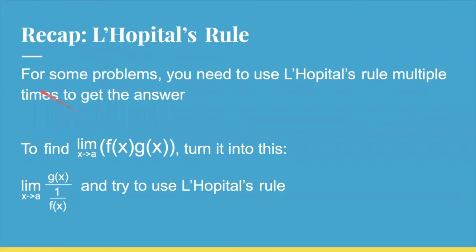All right, and for some problems, you need to use L'Hopital's rule multiple times to get the answer. And then to solve for the limit of an indeterminate form 0 times infinity, which is just a product of two functions, turn it into this. So f of x times g of x is the same thing as g of x over 1 over f of x. And then for this, you can use L'Hopital's rule.